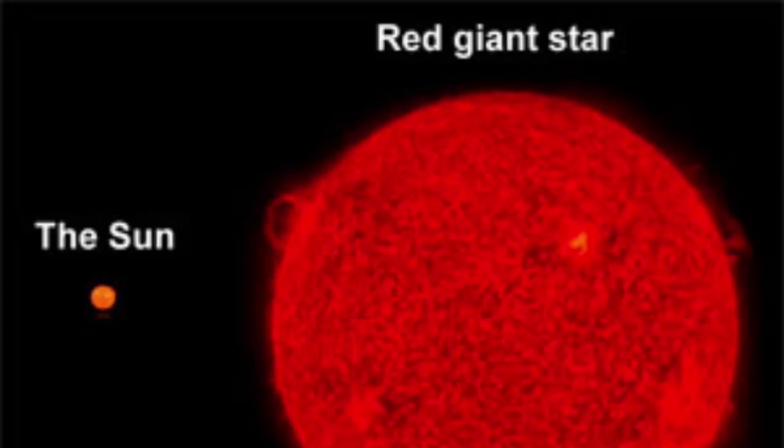A red giant star is a dying star in the last stages of stellar evolution. In only a few billion years, our own sun will turn into a red giant star, expand and engulf the inner planets, possibly even Earth.